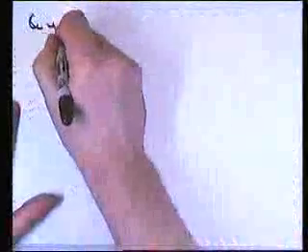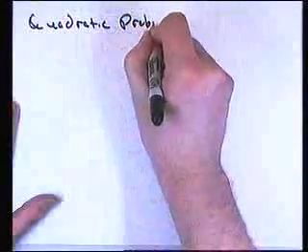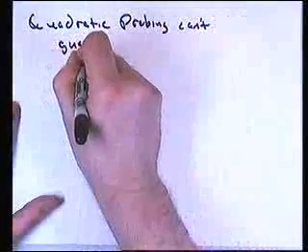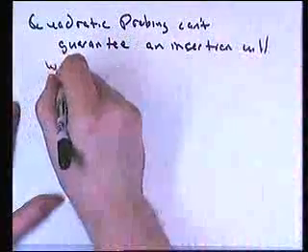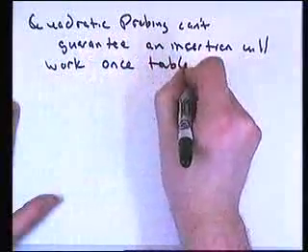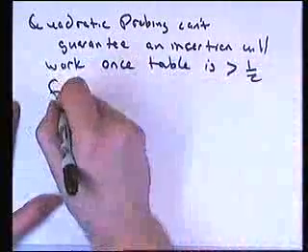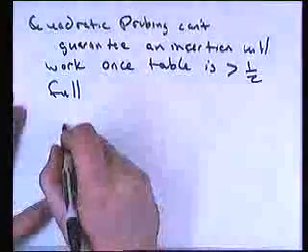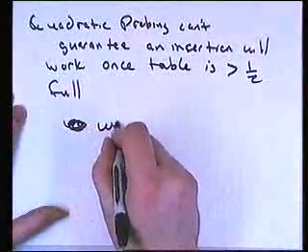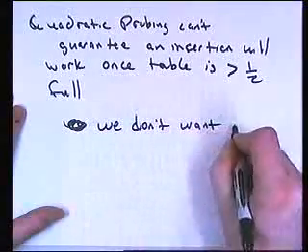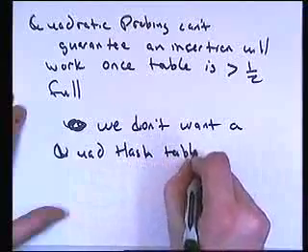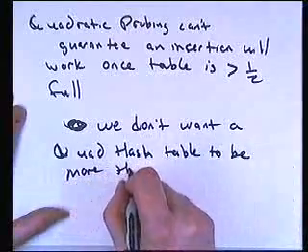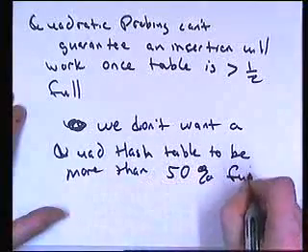Or in other words, the rule for quadratic probing is: quadratic probing can't guarantee an insertion will work once the table is greater than 1/2 full. And so as a result, we don't want a quadratic hash table to be more than 50% full.